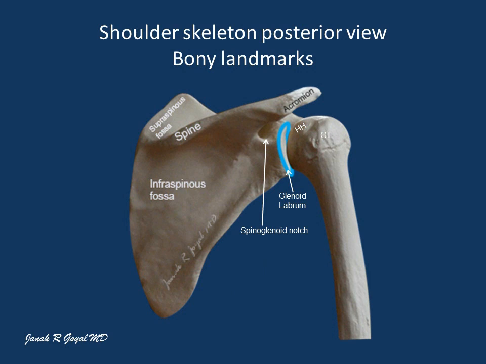On the posterior aspect of the shoulder, the palpable bony landmarks are the spine of scapula medially and the acromion laterally. The head of humerus is palpable below the acromion.